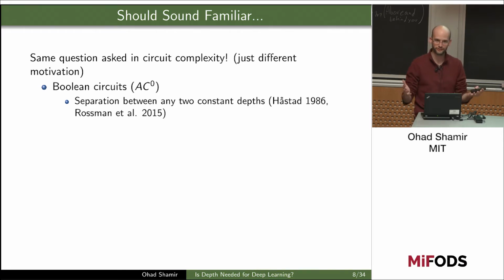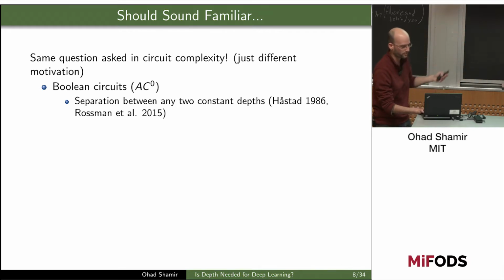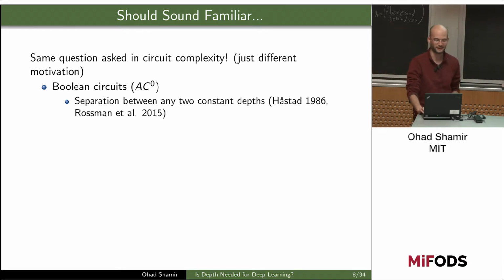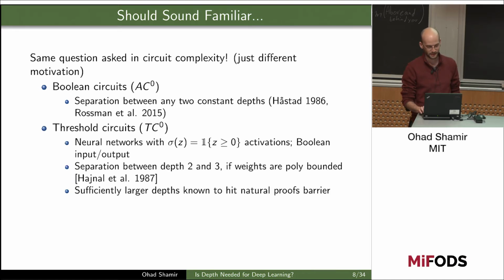This is a mature field in theoretical computer science with many known results. So for instance, if we talk about Boolean circuits, where the elements are logical gates, then there are results separating any two constant depths. So give me any depth, I can give you a function, a Boolean function that you can express with that depth, but with any shallower depth, you would need exponentially large circuits.